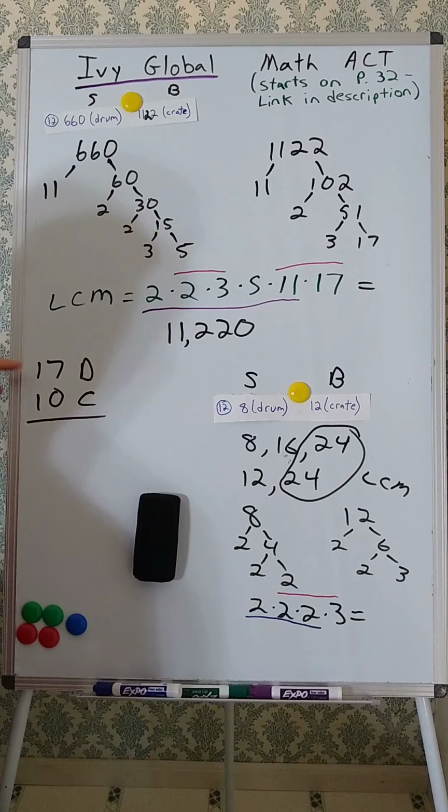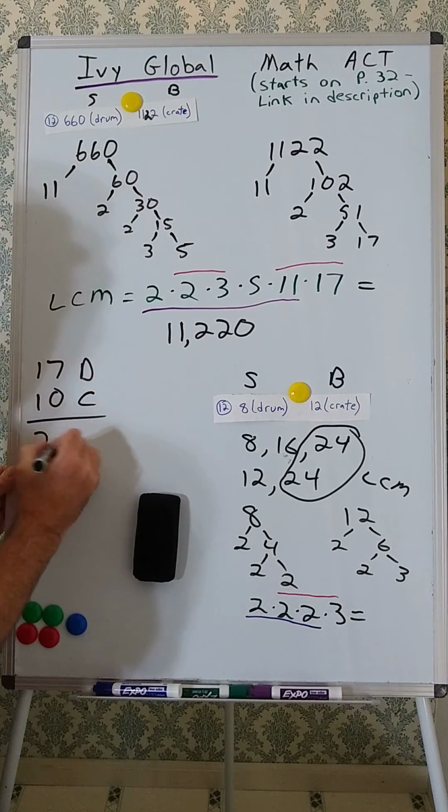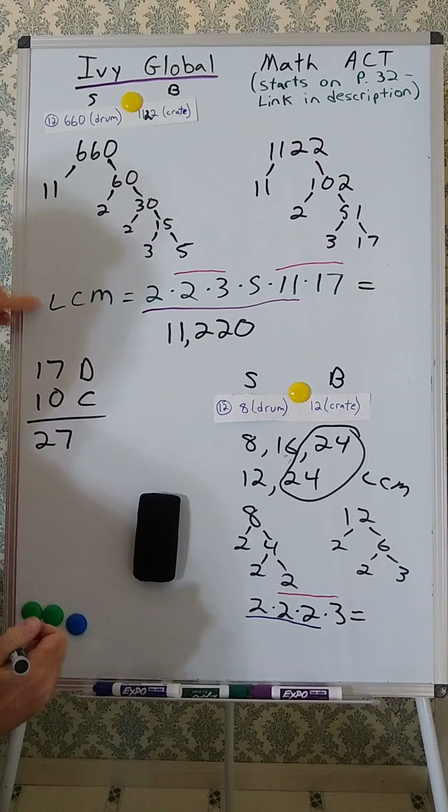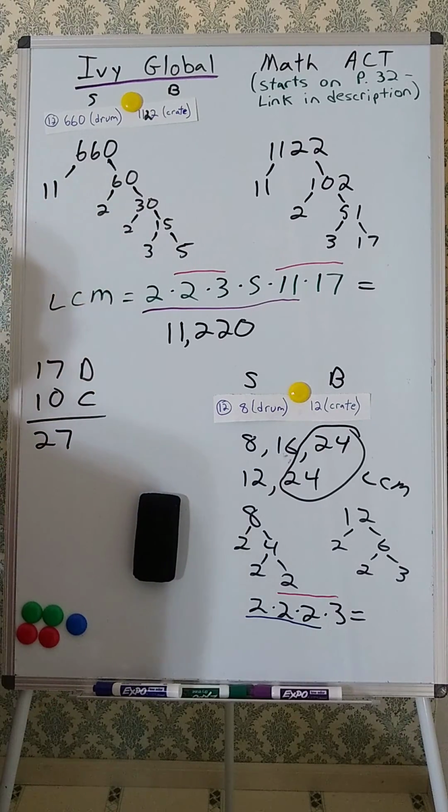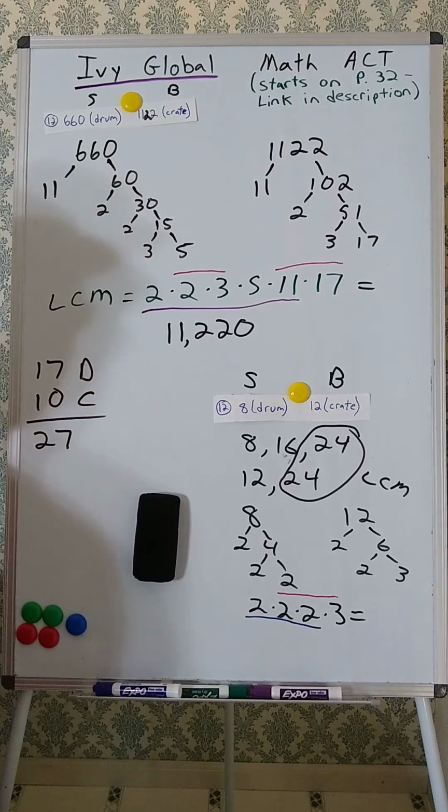So what's he going to need to buy? 17 drums plus 10 crates. And that will be the minimum because we use the least common multiple. And so that's 27 total. And that is H.